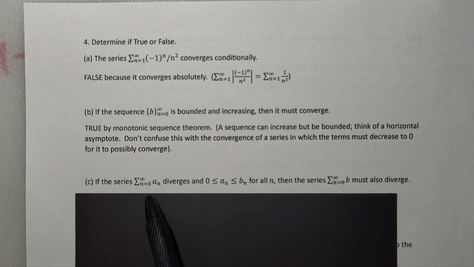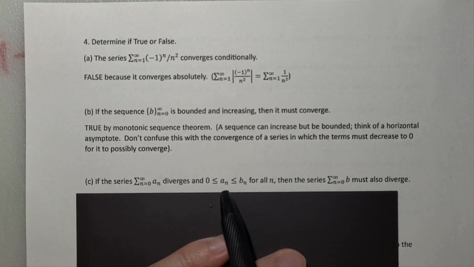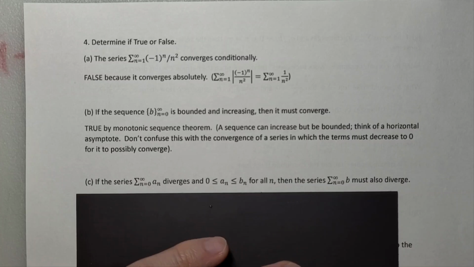If the series of a sub n diverges, and a sub n is positive, which is less than or equal to b sub n for all n, then this guy must also diverge. Is that true? Is that false? This is true by comparison test. This diverges, this is even bigger, must diverge.